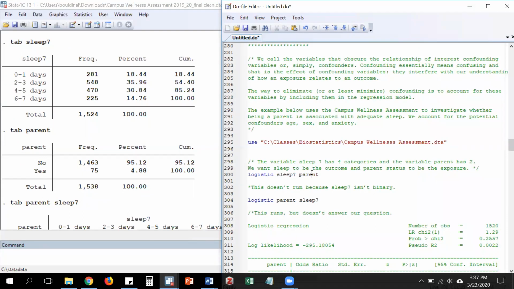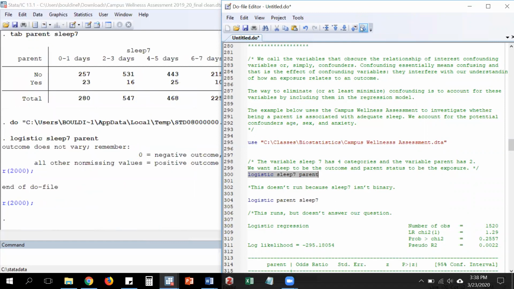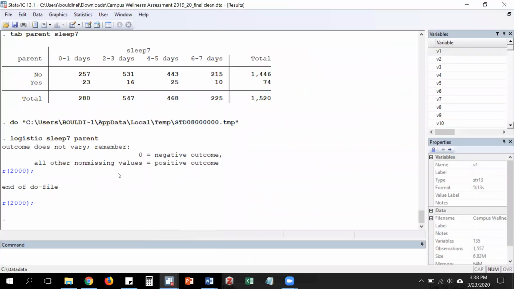So let's say you ran this regression model and you typed logistic sleep7. We want to know if there's a relationship. These are cross-sectional data, and I've said in class it usually is up to you which one you want to be the exposure and which one you want to be the outcome. So let's say you want sleep to be the outcome, so you run logistic sleep7 parent. And hopefully you could see this coming, that this won't work, because the note we get from Stata says the outcome doesn't vary.